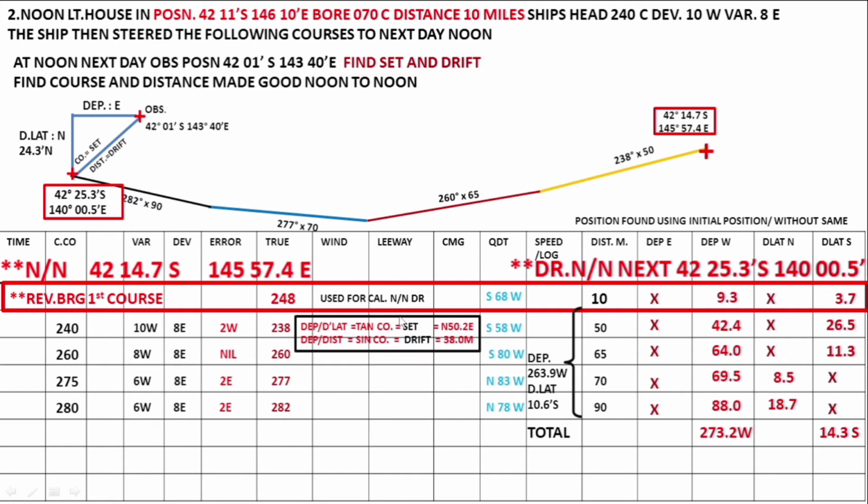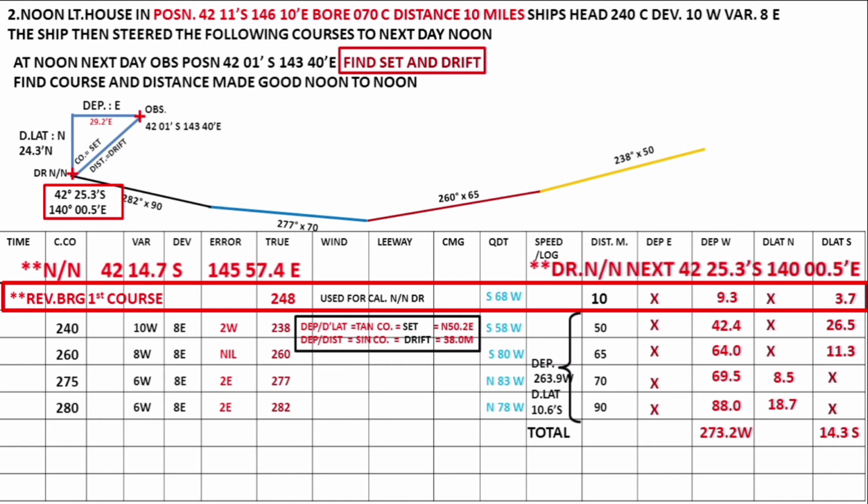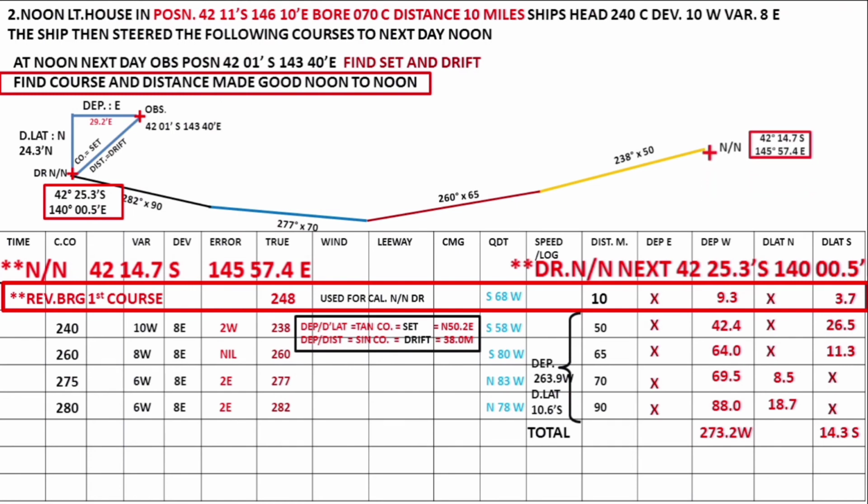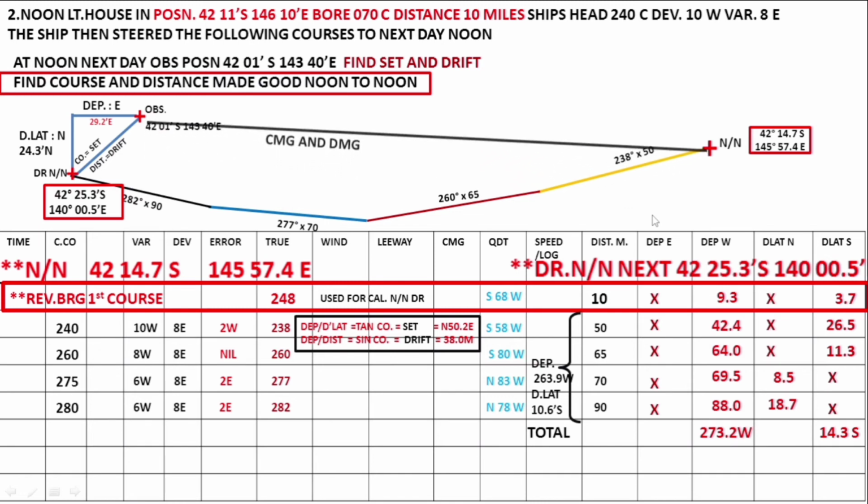Now the next thing he is asking me to find out is the course made good noon to noon. Now to find out my course made good noon to noon, that is from the position that I calculated to the observed position here, and this is my course made.